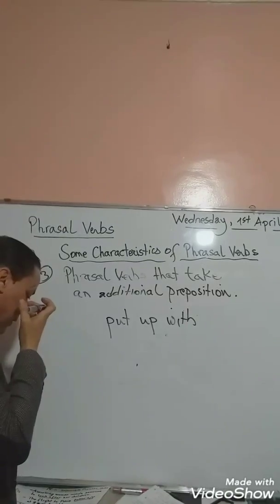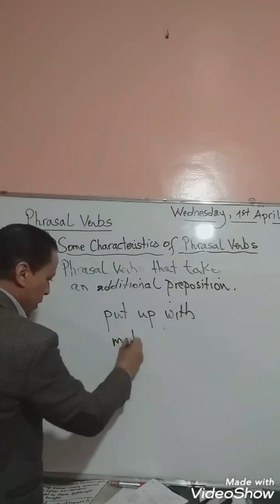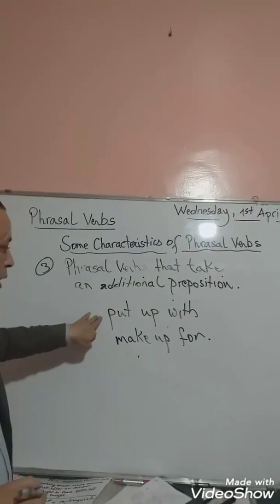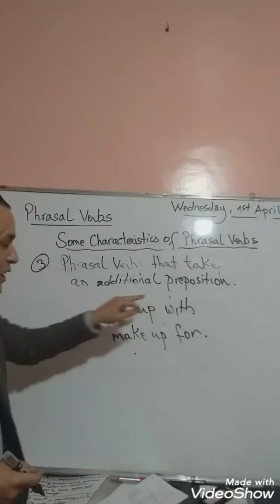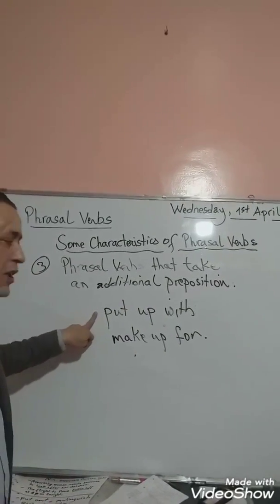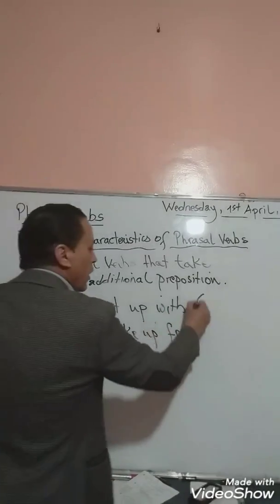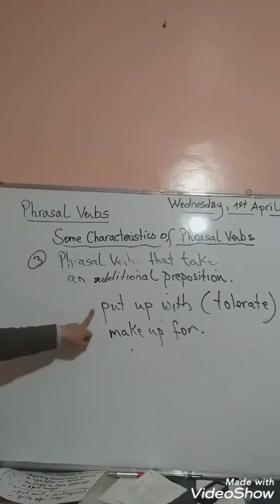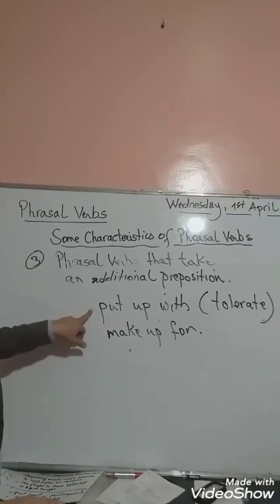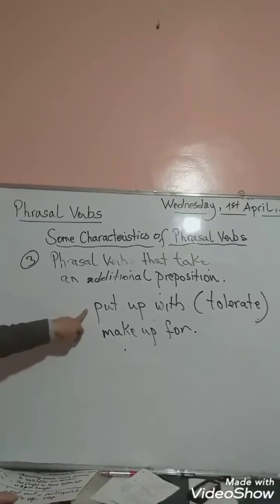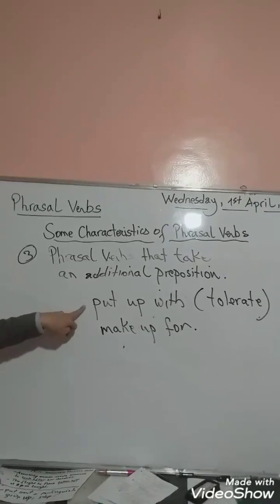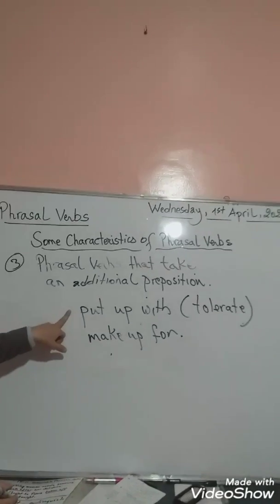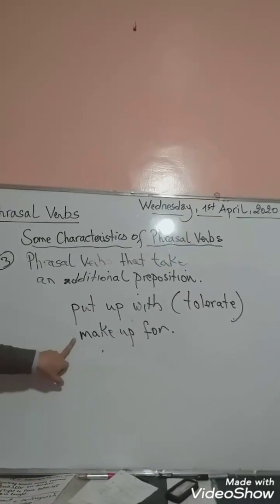Another example, make up for. She said she can't put up with the noise in the city and she prefers to live in the countryside. To put up with means to tolerate. Because she is very sensitive, she cannot put up with the noise in the city. Some teachers cannot put up with the noise in the classroom.